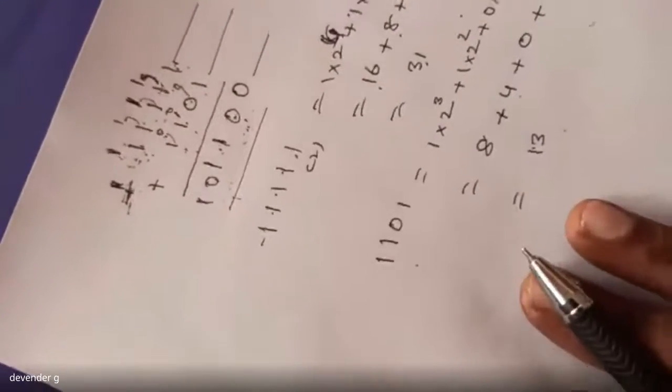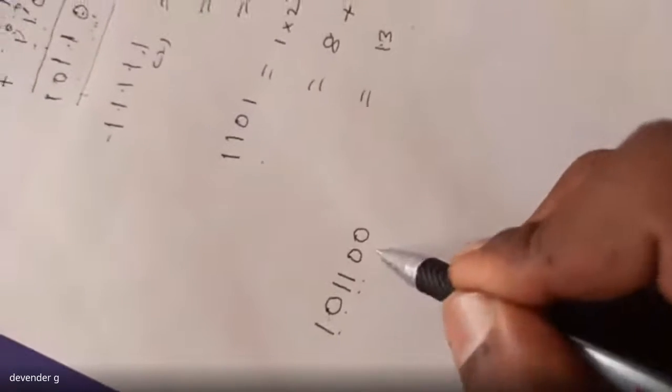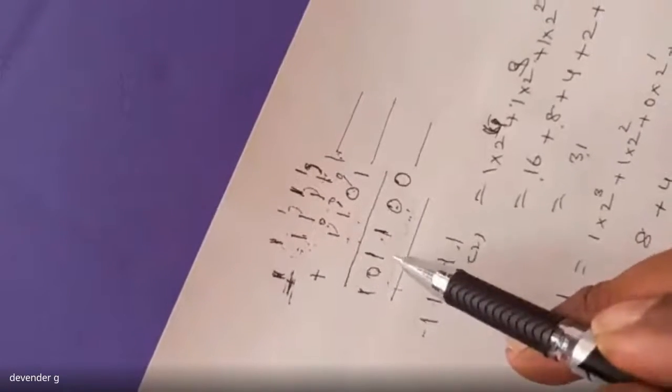So how are we going to do it? The easiest way: you can say 1, 0, 1, 1, 0, 0. So if you see here, 1, 0, 1, 1, 0, 0. Okay. So the same thing I have written over here.